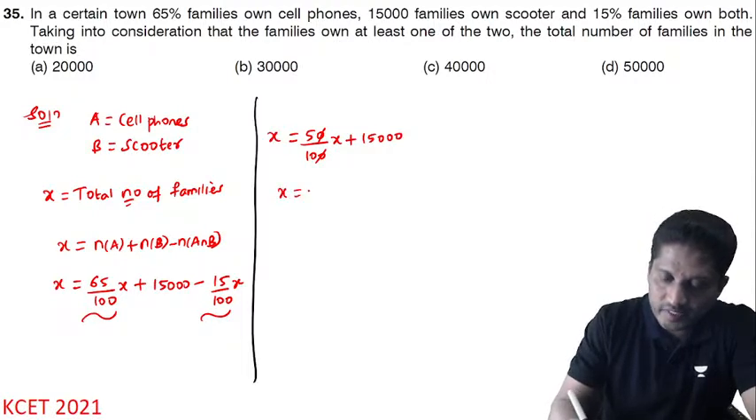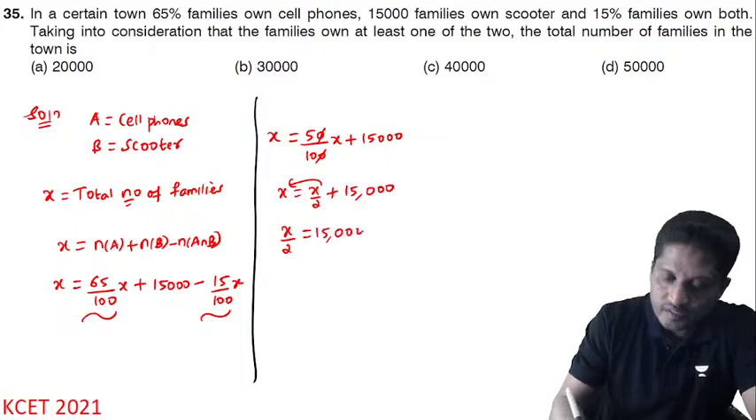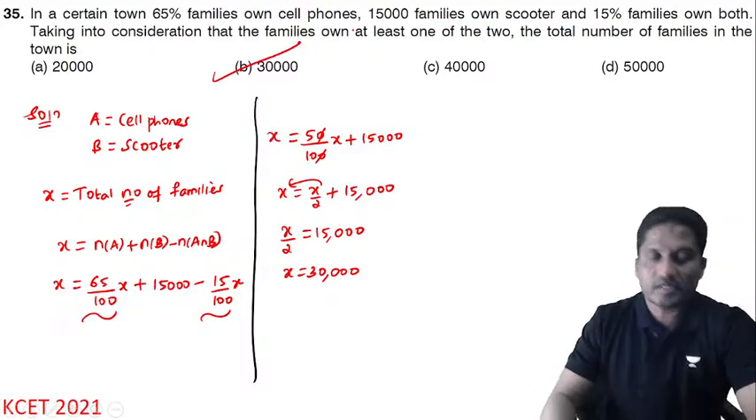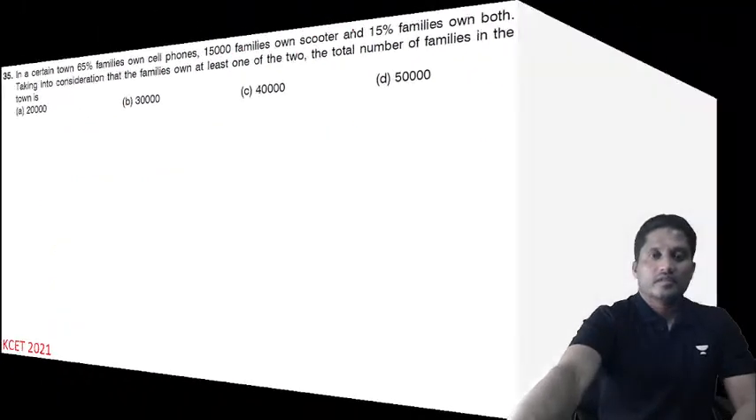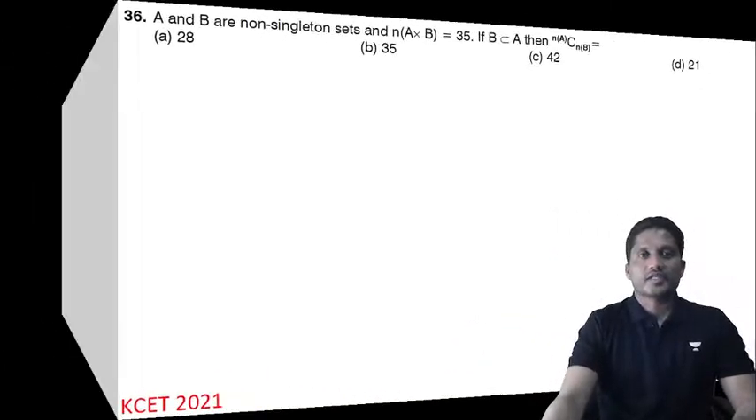X is equal to X by 2 plus 15,000. X minus X by 2 is X by 2. X by 2 is equal to 15,000. And if I cross multiply, X is equal to 30,000. The total number of families is 30,000. Answer is option D. Let's move to the next question.